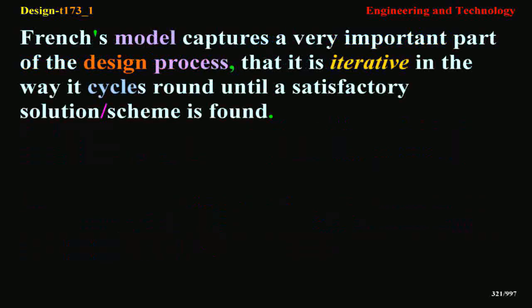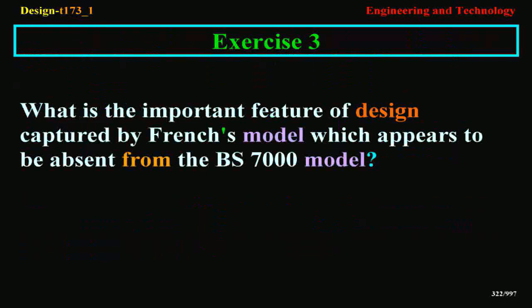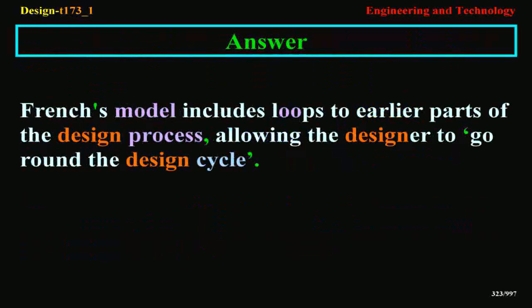French's model captures a very important part of the design process, that it is iterative in the way it cycles round until a satisfactory solution scheme is found. Exercise 3. What is the important feature of design captured by French's model which appears to be absent from the BS 7000 model? Answer. French's model includes loops to earlier parts of the design process, allowing the designer to go around a design cycle.